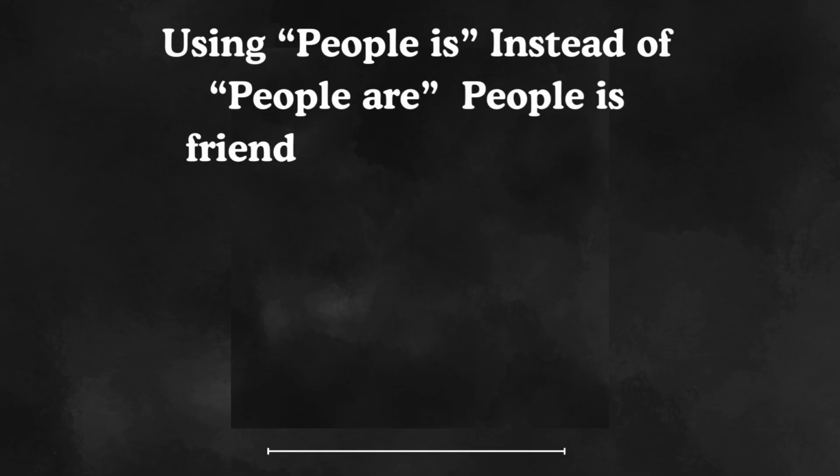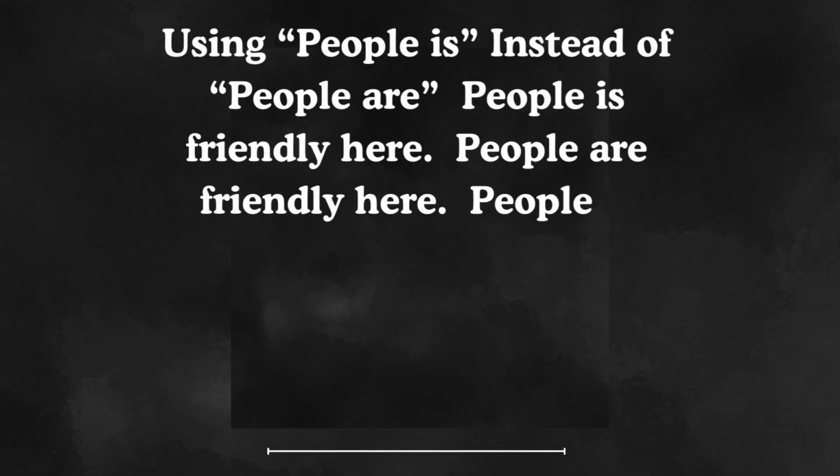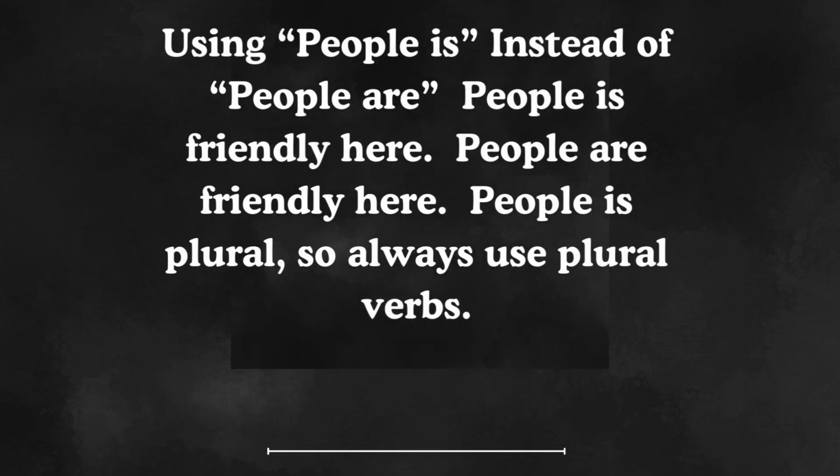Using people is instead of people are. "People is friendly here." Correct: "People are friendly here." People is plural, so always use plural verbs.